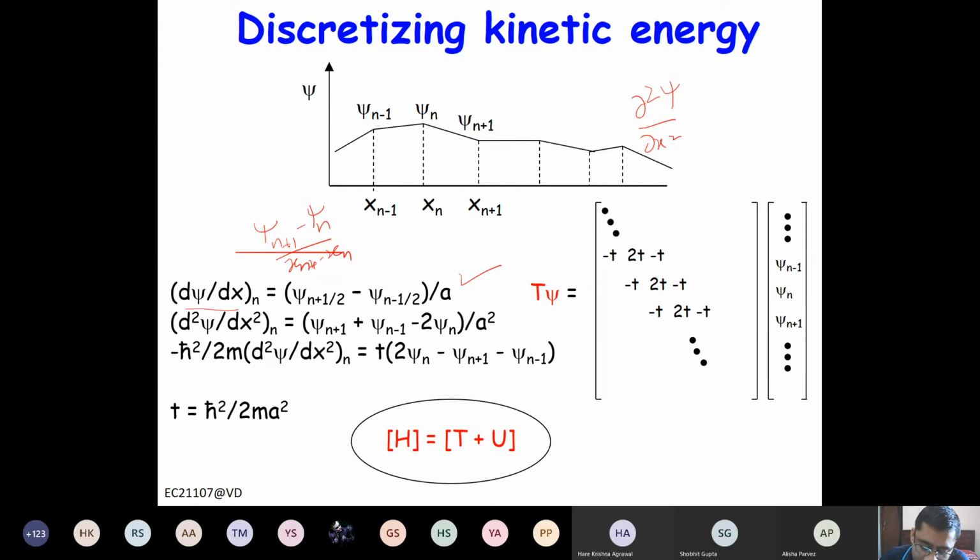So you can write psi n minus 1 also. Or you can write psi n plus 1 minus psi n minus 1 divided by x n plus 1 minus x n minus 1. Or you can take the half point also: psi n plus half minus psi n minus half divided by, let's say this is uniform and is a. So x are uniformly spaced.